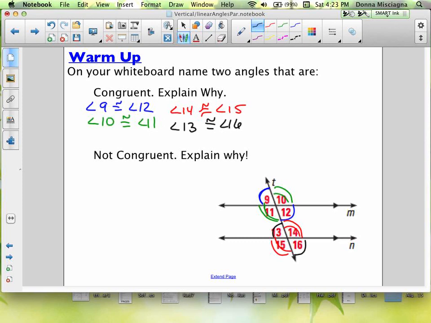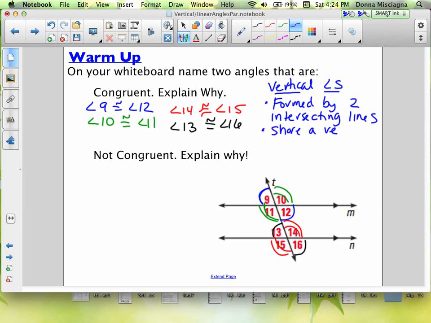Why are all those pairs of angles congruent? Well, those angles are vertical angles. Some things we learned about vertical angles. They're formed by two intersecting lines. They share a vertex. They're opposite one another. And, very important, they're always congruent.